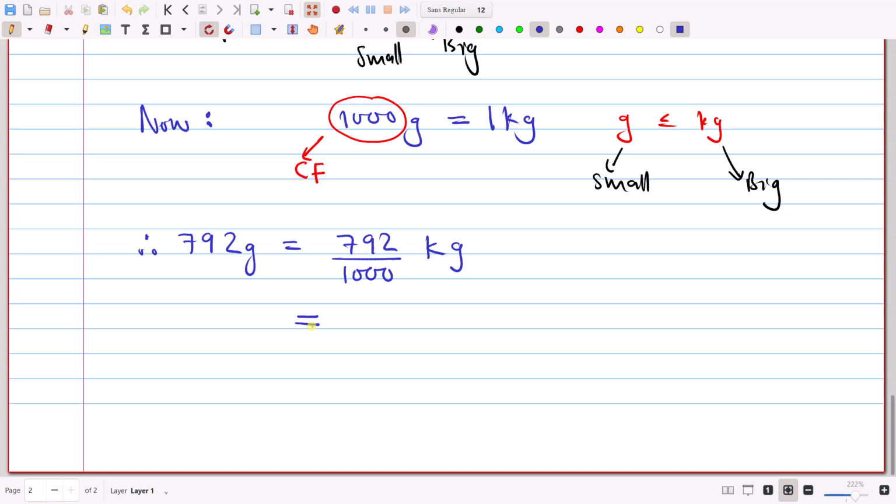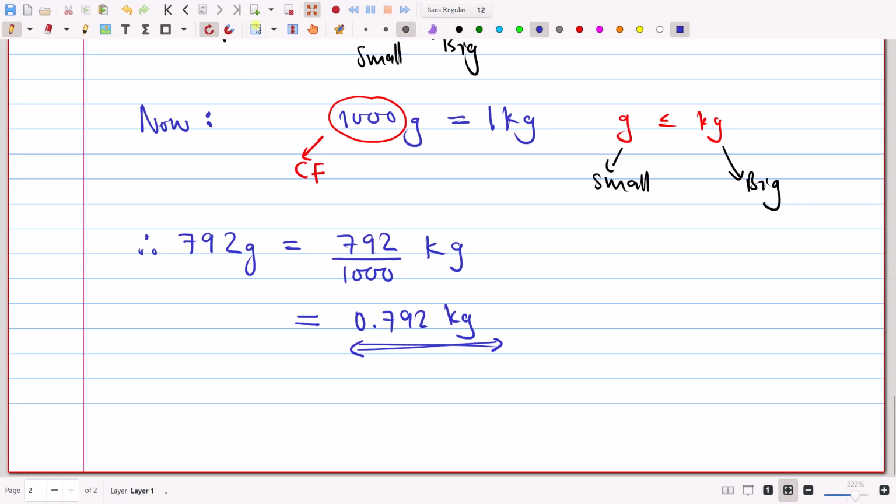When you take 792 and divide it by 1000, we get 0.792 kilograms. Then the unit conversion is done. Unit conversion is always simple like that. Every time you want to move from one unit to another, that's how it works.